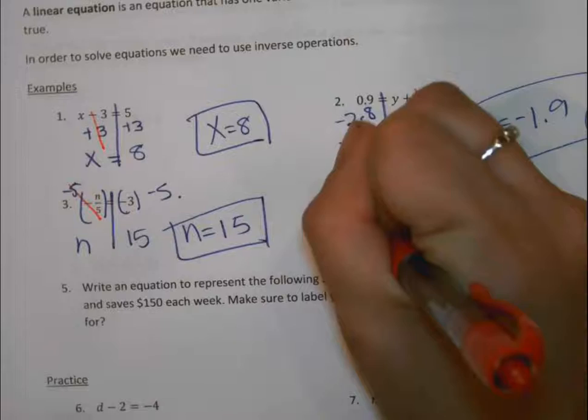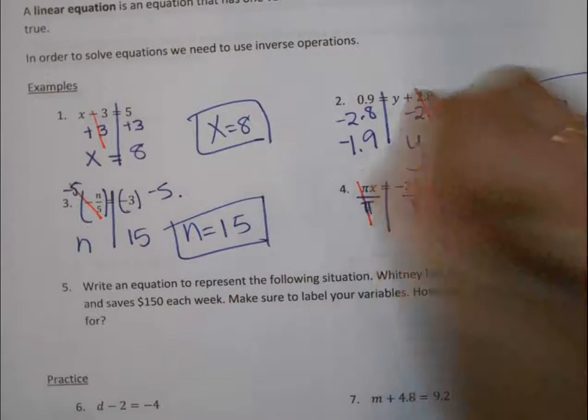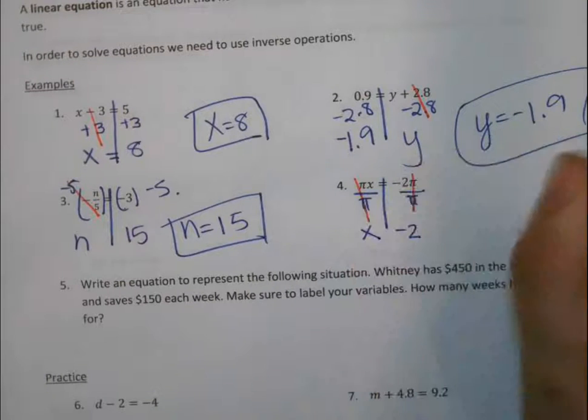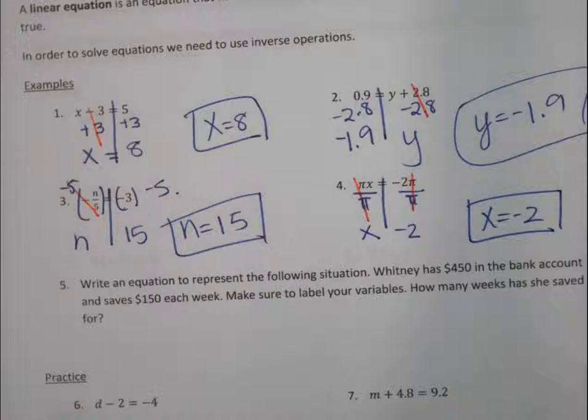On the left side, it cancels out. And crazily enough, on the right side, it cancels out as well. So I have x on the left side and negative 2 on the right side. So my answer here is x equals negative 2.